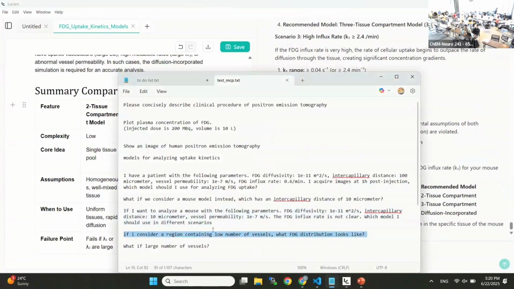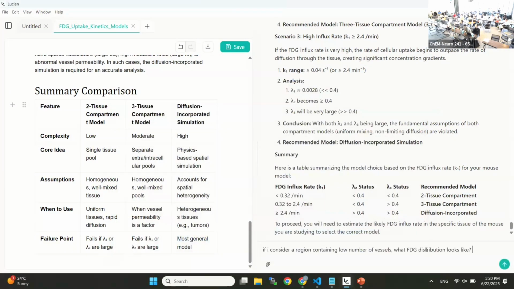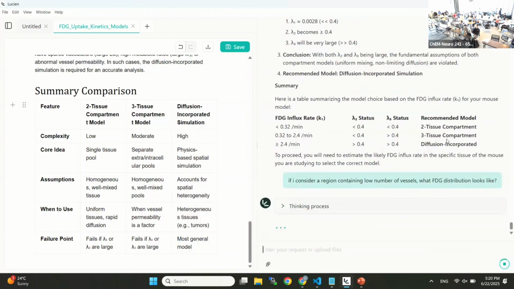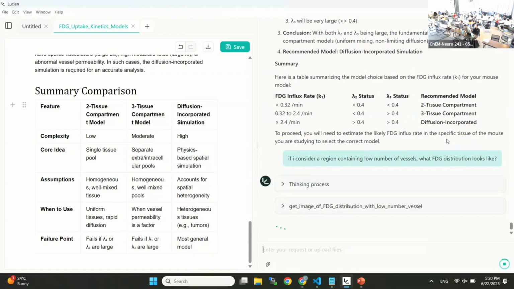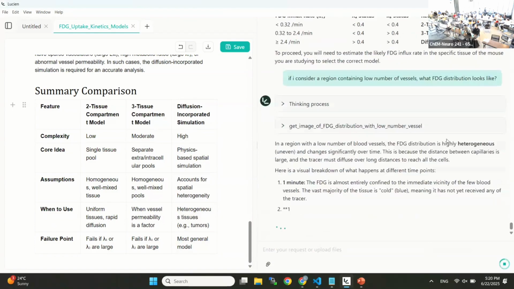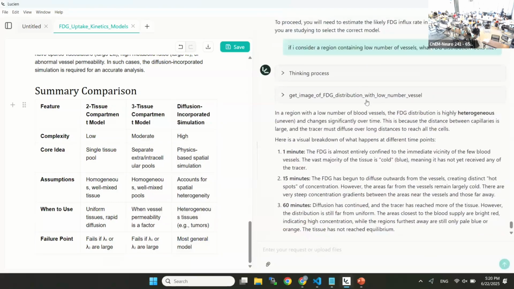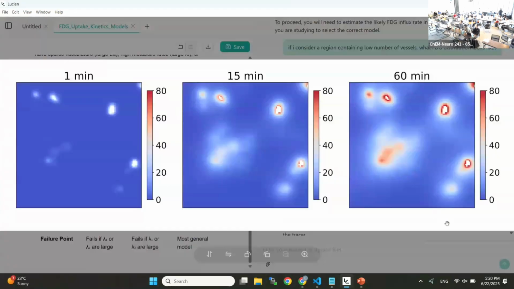So at last, I will ask AI, if I consider a region, for example, in patients different organs have different vessel density. So in some regions, we may have a dense vascular architecture, and in other regions, it may contain loose vascular architecture. So I ask it, if I consider a region which contains a very low number of vascular architecture, what images am I likely to see? And we can see that it looks like this.